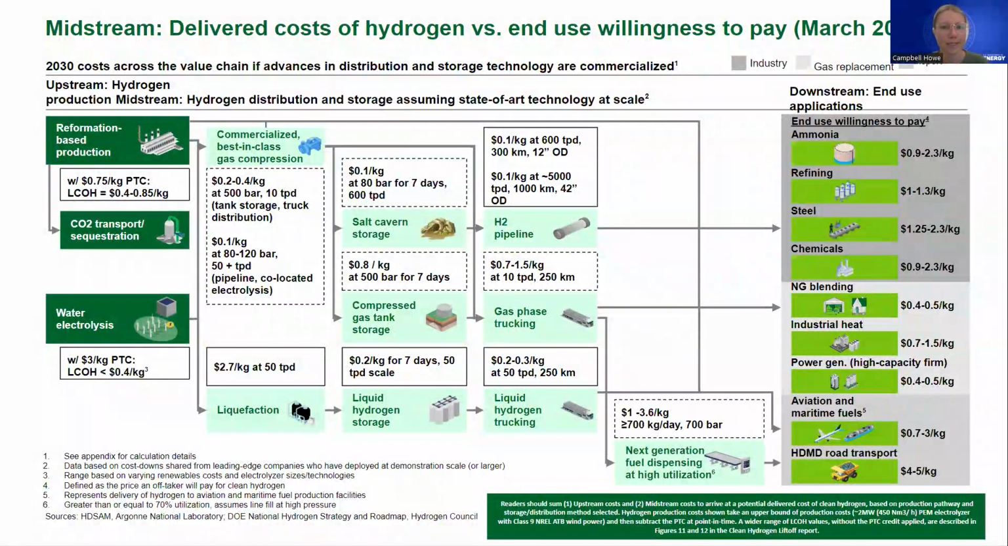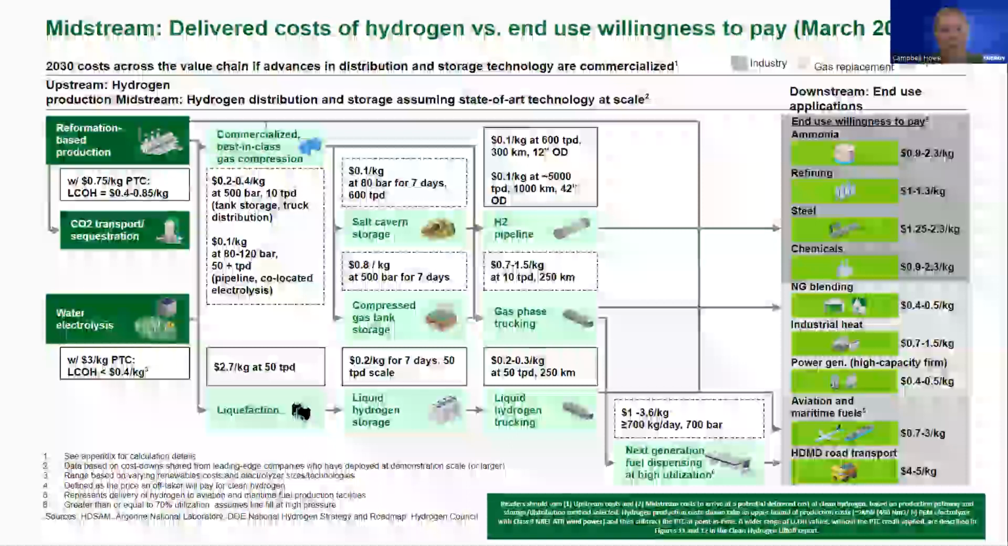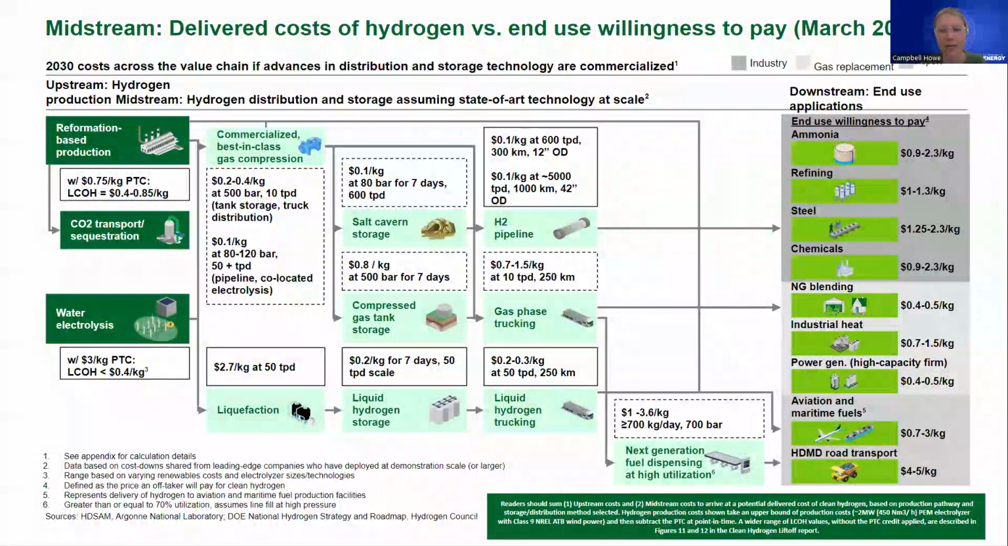Really what this chart is meant to portray is 2030 costs across the value chain, should advances in distribution and storage technology commercialize over time. We won't get too deep into these numbers because, again, we are in the process of updating them. For example, the upstream production costs will likely look a little bit higher, and the impacts of the PTC, or the production tax credit, might look a little bit different. There are also a lot of assumptions baked into this figure, and the end use levelized cost is highly dependent on utilization and project siting.